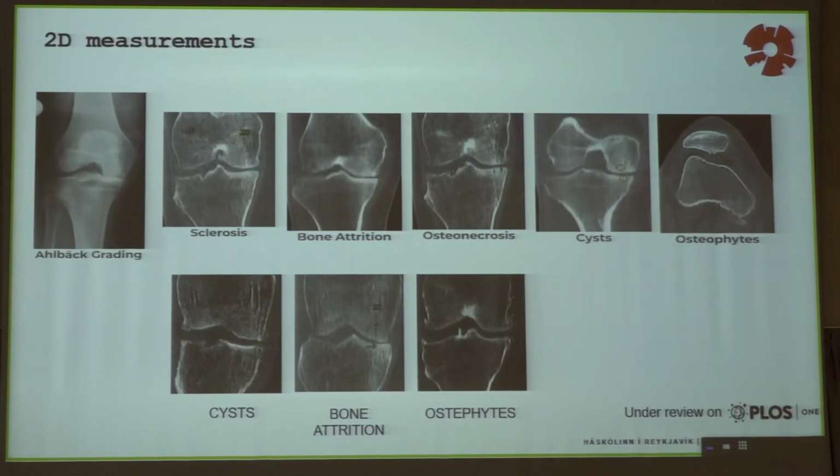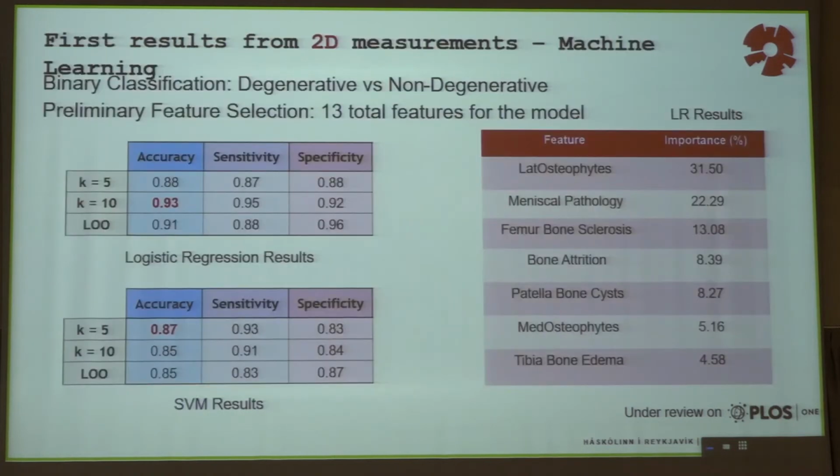These are some of the images that you can see in the database. The 2D measurements, like for example sclerosis, bone attrition, osteonecrosis, osteophytes, and cyst, were used for the binary classification, degenerative and non-degenerative. Of course, there were more features than patients, so we had to do feature selection. We obtained a total of 13 features for this model.